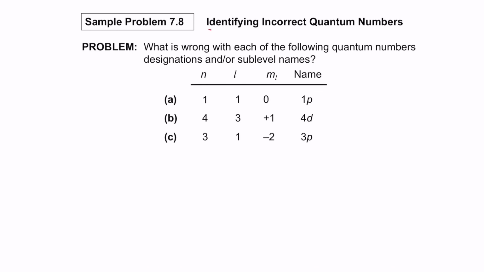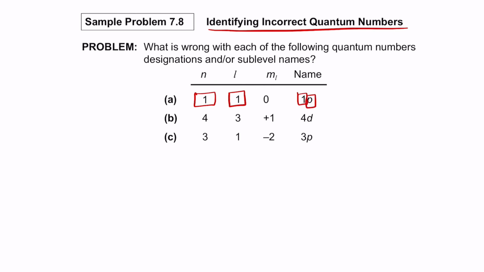Next, let's talk about identifying incorrect quantum numbers. Here they have given us n, L and m values. They are asking us to find whether there is anything wrong here. Let's take the first one. When n is 1, L is 1, which is the p orbital, so 1p, fine.